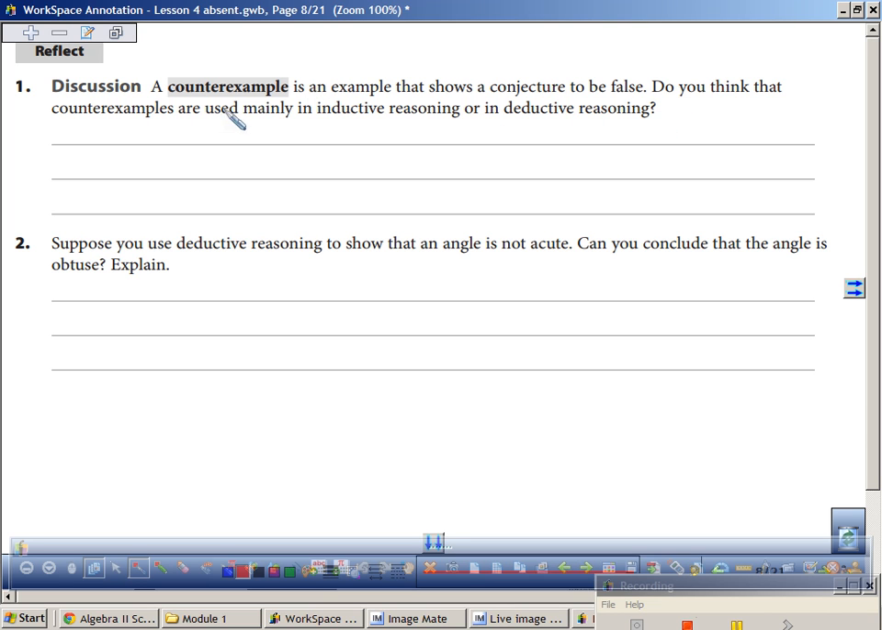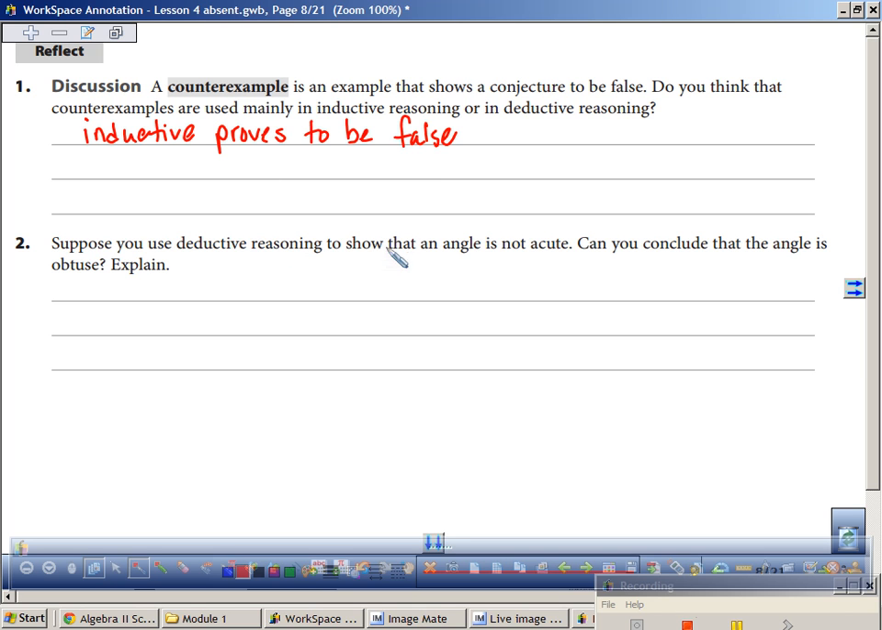Do you think that counterexamples are used mainly in inductive reasoning or deductive reasoning? This is a hard one. This would be inductive reasoning. Inductive proves to be false. I may have shown you a bunch of detective work up there, but the process of just coming up with a counterexample is just, here's the facts, here's my proof.